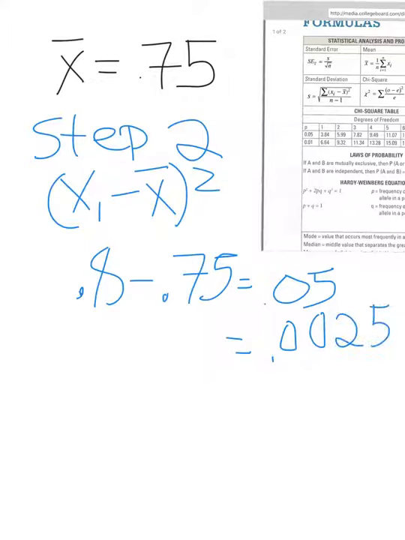The next one I had, I believe, was 0.3. Again, I'm going to minus 0.75, the mean, and that is going to give me negative 0.45. So this right here is why I'm squaring all the values to begin with. Because if I get a negative sign and I try to go ahead and add it together, it's going to start canceling out the positives.